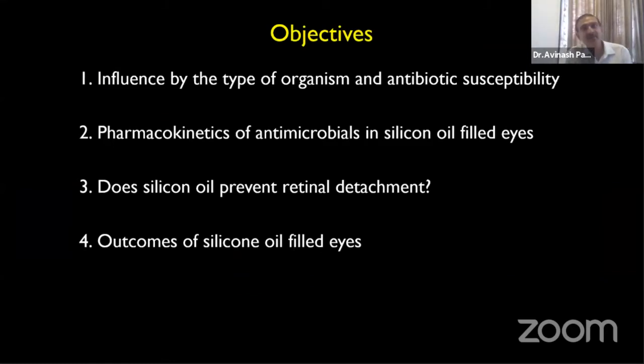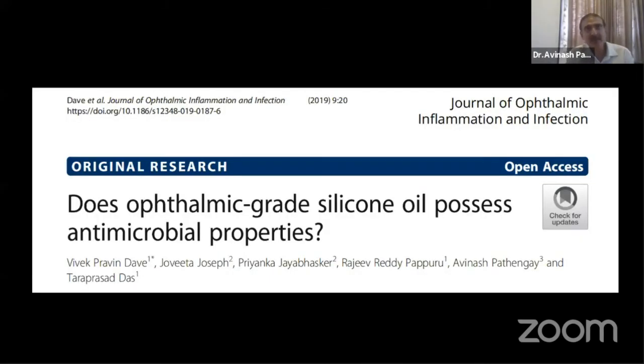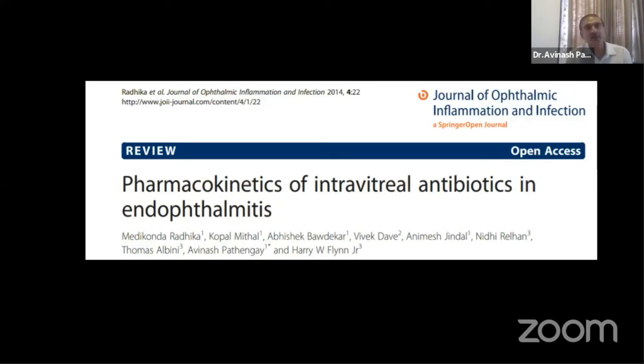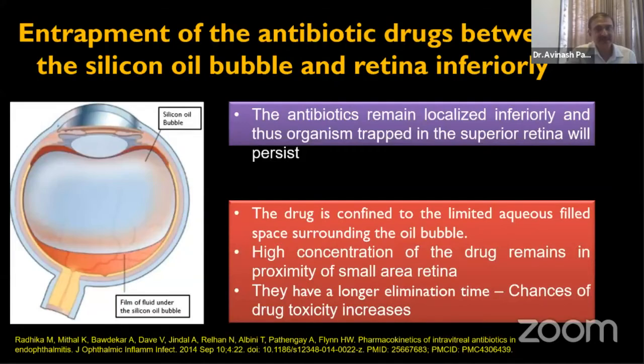We have to understand the pharmacokinetics of the antimicrobials in a silicone oil filled eye. To be frank, we have even published a paper on how silicone oil possesses antimicrobial properties in vivo. Having said that, it doesn't mean that this could be used as a primary or first line treatment in the antimicrobial cover of endophthalmitis. So we also have to understand the pharmacokinetics. We published this paper, but we have no paper which describes the pharmacokinetics of antibiotics in a silicone oil filled eye. We have no publications on that.